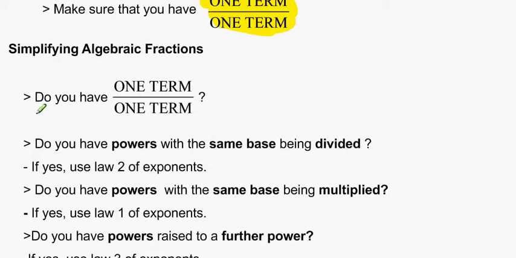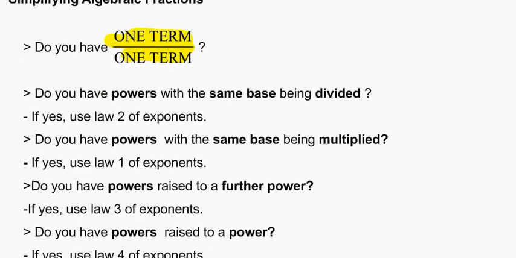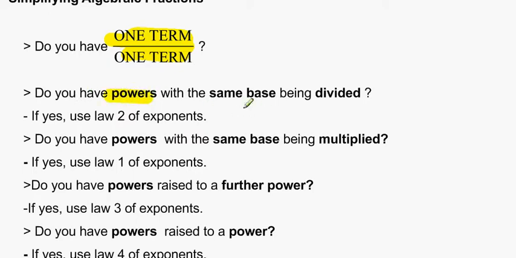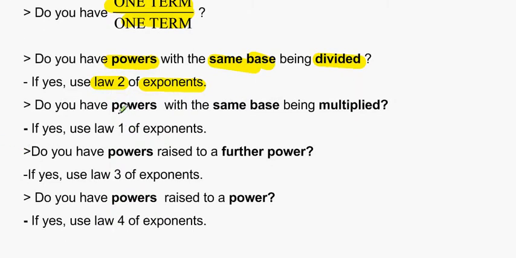The first thing that we need to ask ourselves is, do we have one term over one term? Then we have to check if we have powers with the same base and are they being divided. If this is true, we need to use law 2 of exponents. The third thing that we check is, do we have powers with the same base which are being multiplied? If there are, we have to use law 1 of exponents.